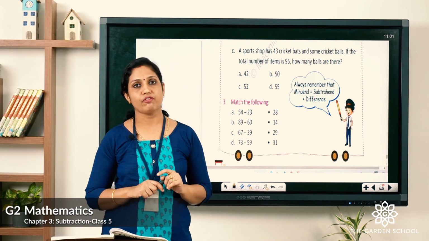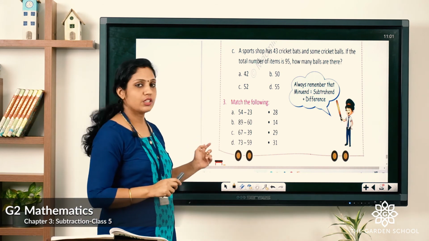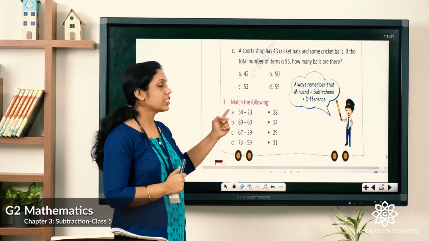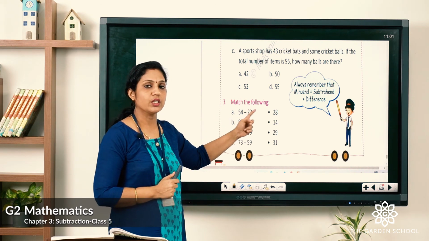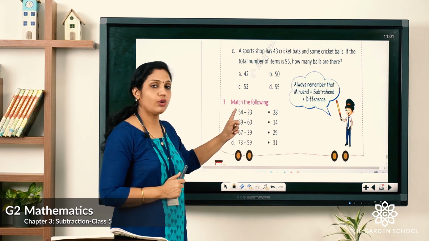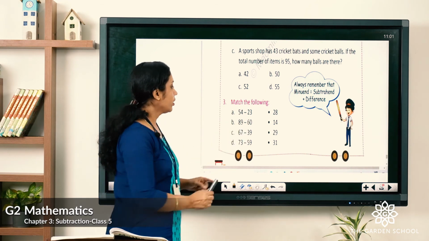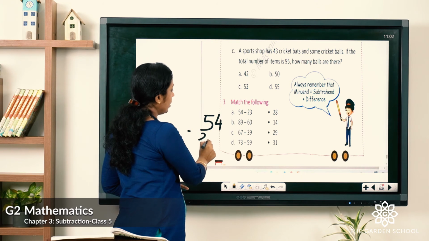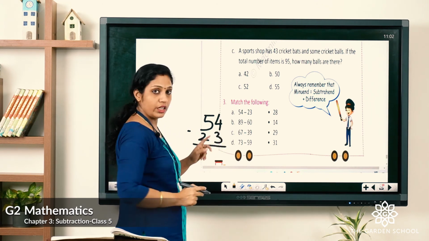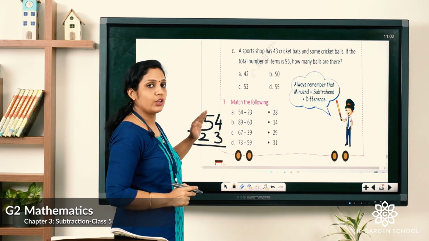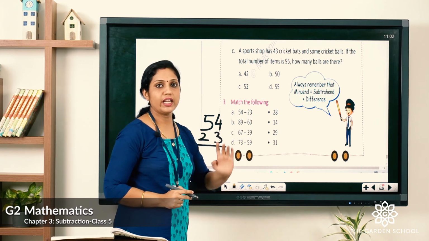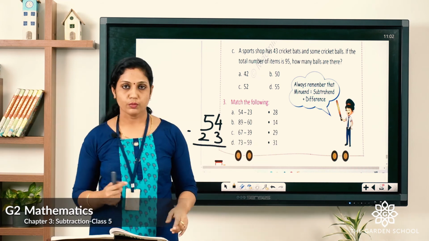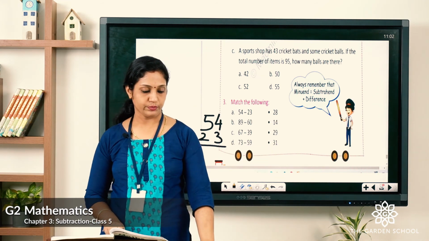We have match the following. This also, you can write down the question in your notebook first. We have first 54 minus 23. So, write down the question 54 minus 23. Find it out in your notebook. Write it like this. You get the answer and then draw a line to the correct answer here in your textbook. Moving on to the next page.